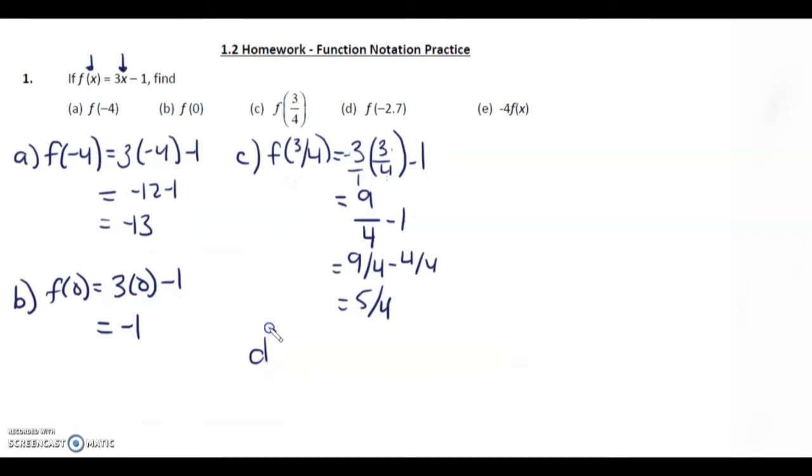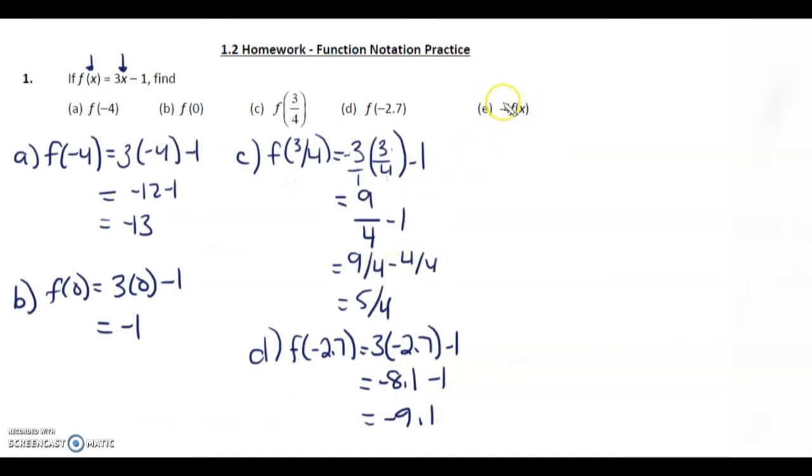Okay, D, I'm going to bust out my calculator. Oh, f at -2.7 equals 3 times -2.7 minus 1. And I get -8.1 minus 1. So I get -9.1.